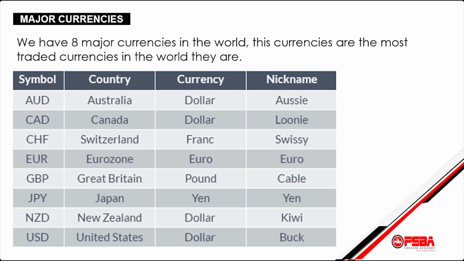Major currencies. We have 8 major currencies in the world. These currencies are the most traded currencies in the world, and they are listed below by their symbol, the country where they are used, their currency name, and their nickname. Currency symbols always have 3 letters, where the first 2 letters identify the name of the country, and the third letter identifies the name of the country's currency, usually the first letter of the currency name.